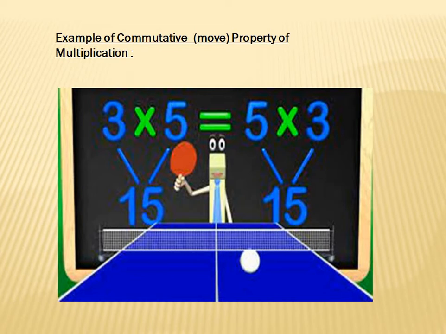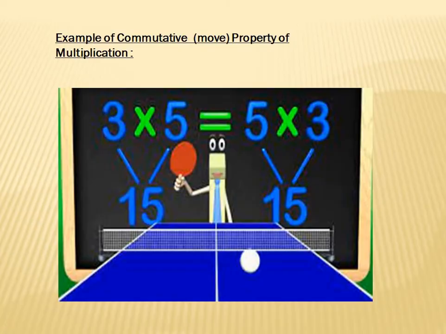Let's take another example of the commutative property of multiplication. Here the numbers 3 and 5 are written on the left hand side, and on the right hand side 5 multiplied by 3 is written here. So the final answer over here, 3 multiplied by 5, that is the product, is 15 on the left hand side, and on the right hand side also 5 multiplied by 3 will give you 15. So the movement of the numbers will give you the same answer, the same product.